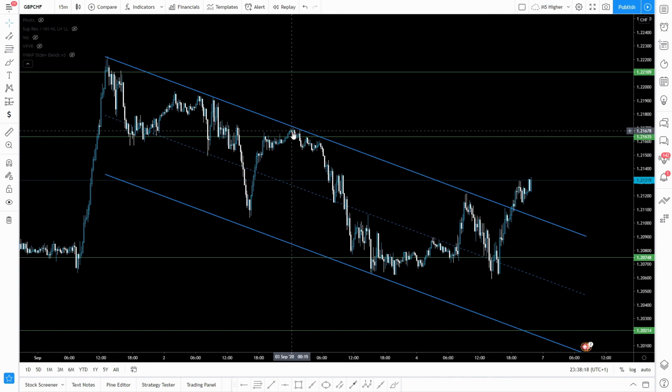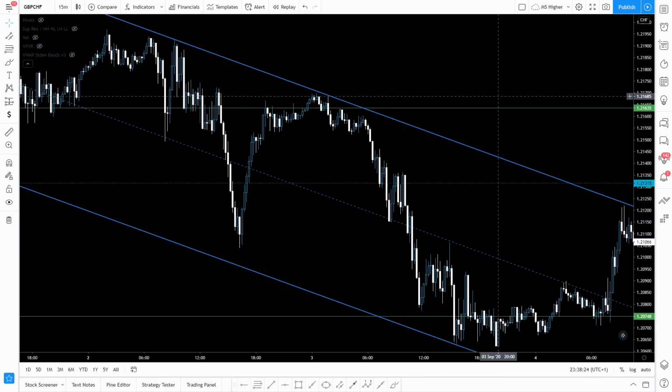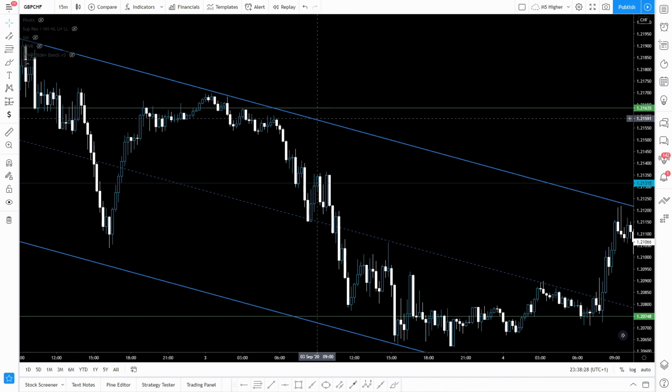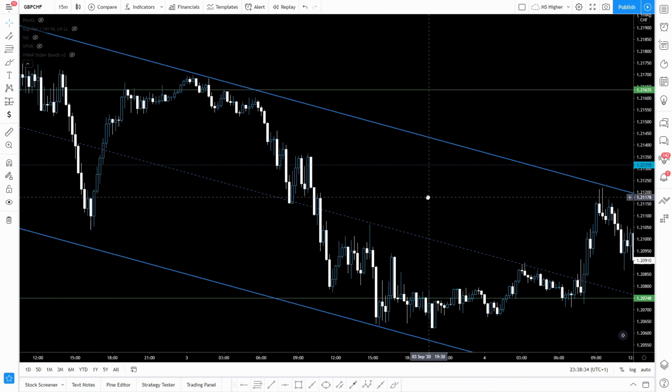So this gives you confidence right here. So your entry point would have been either at the top of the channel or any of these two candles. I reckon this one right here would have been a nice little entry point. It broke down, came back up, retest, dropped all the way down.